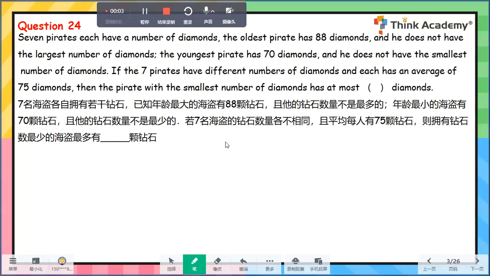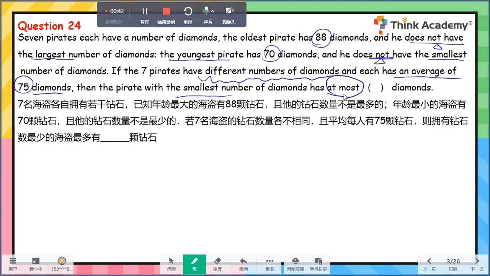Question number 24. 7 pirates each have a number of diamonds. The oldest pirate has 88 diamonds, and he does not have the largest number of diamonds. The youngest pirate has 70 diamonds, and he does not have the smallest number of diamonds. If the 7 pirates have different numbers of diamonds and each has an average of 75 diamonds, then the pirate with the smallest number of diamonds has at most how many diamonds?